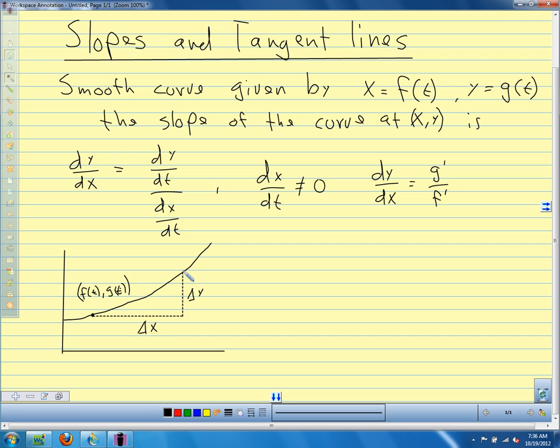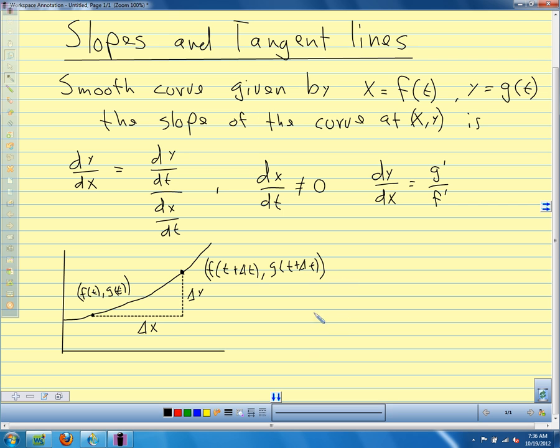That's that point. And up here our point is f of t plus delta t and g of t plus delta t. So delta x is just going to be f of t plus delta t minus f of t. Delta y is going to be g of t plus delta t minus g of t. And as delta x approaches 0, delta t is approaching 0.